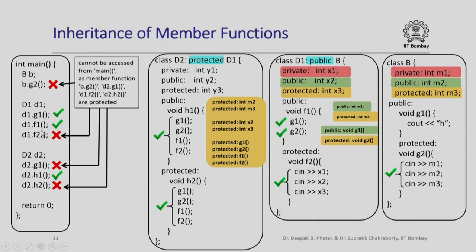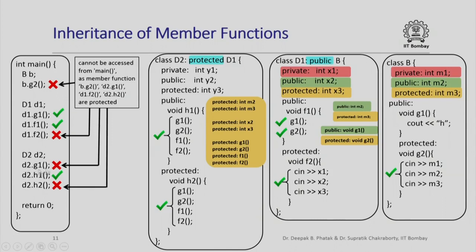Can I access d1 dot f1? F1 is a public member function of the class D1, so I can certainly access it. Can I access d1 dot f2? F2 is a protected member function of the class D1, so it can only be accessed from derived classes and not from the main function, so the compiler will report an error here.